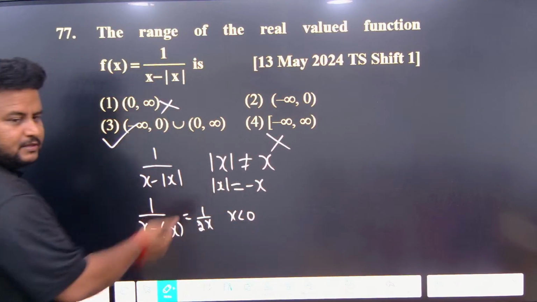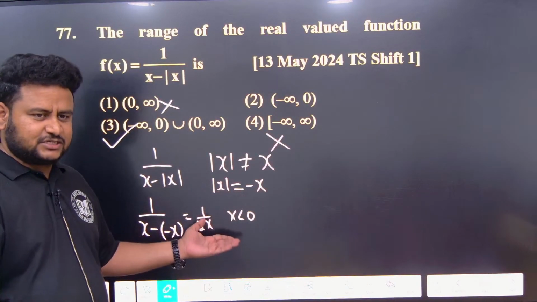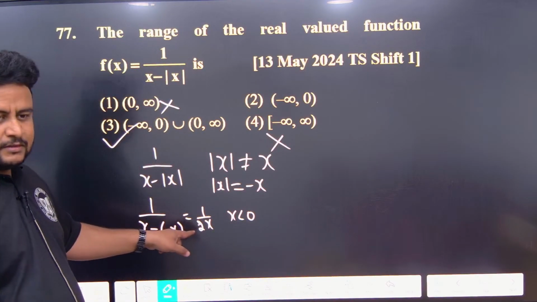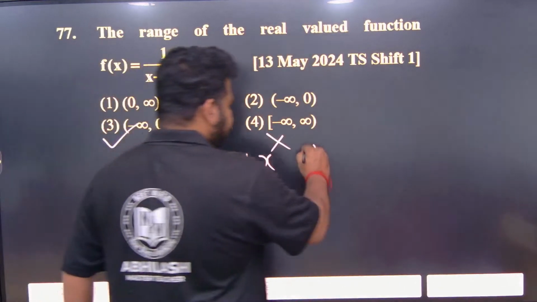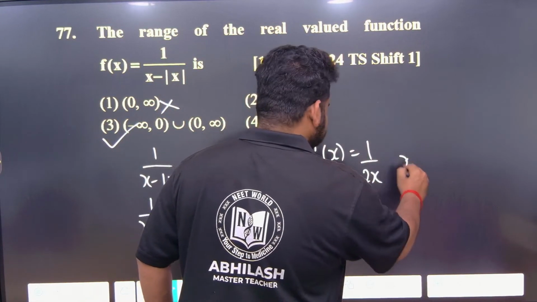Minus x means x is negative, x is less than 0. Correct? If you are taking minus x, x should be negative. That is what it means. So the function turned into 1 by 2x. F of x now became 1 by 2x, where x is less than 0.